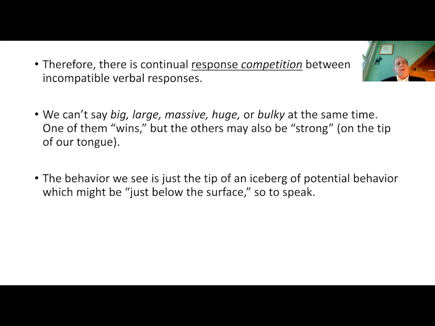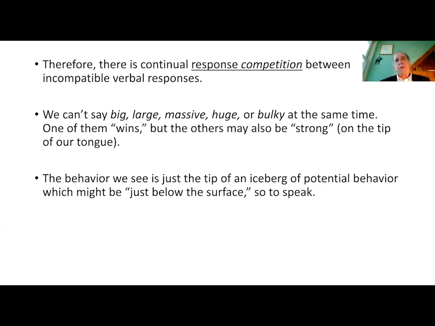So it must be the case that there's continual response competition between incompatible verbal responses. A particular circumstance might cause us to say big, large, massive, huge, bulky, humongous. All of these things might be evoked by some large object. And they're all evoked simultaneously in the sense that we are likely to say huge in the presence of something big. We're more likely to say massive in the presence of something big, large, big, and so on. We can't say them all at the same time. We might not say any of them, but if we do say one, it's at the expense of the others.